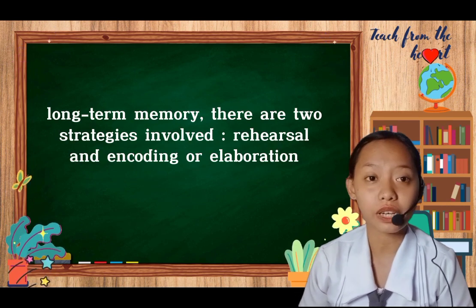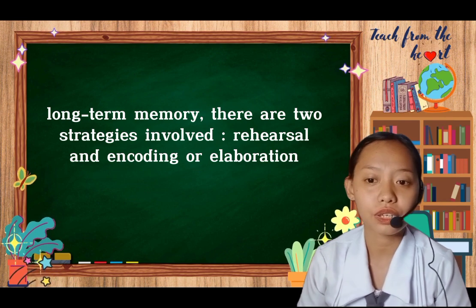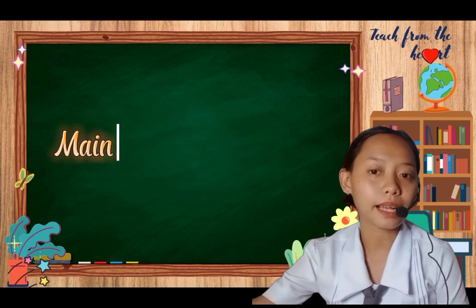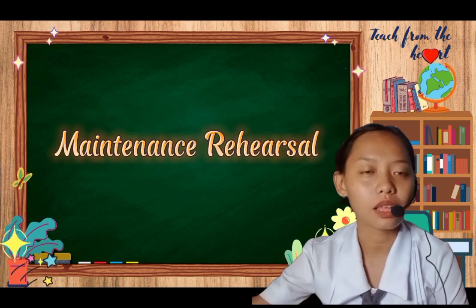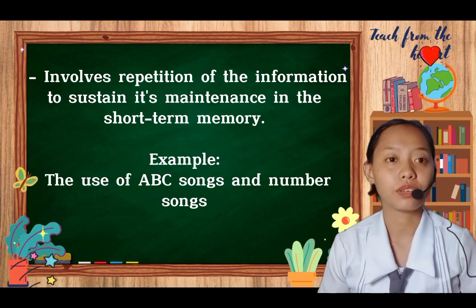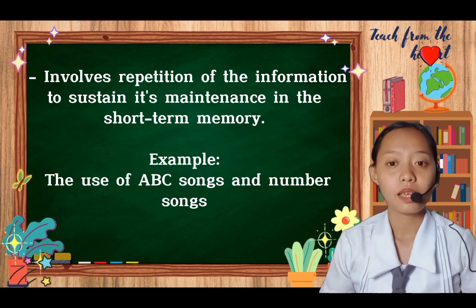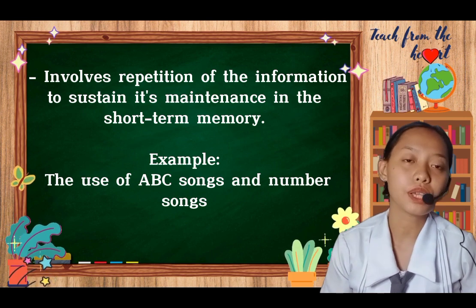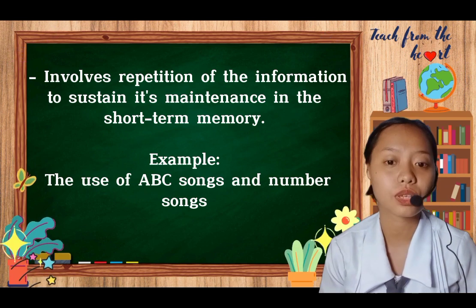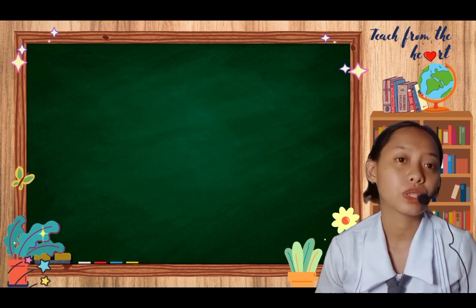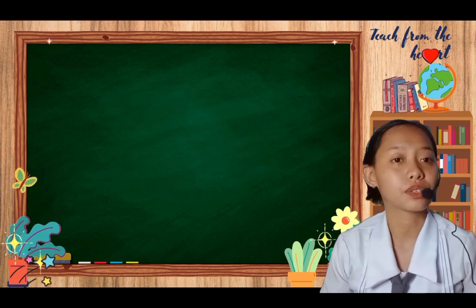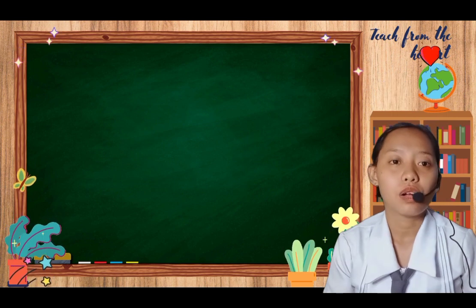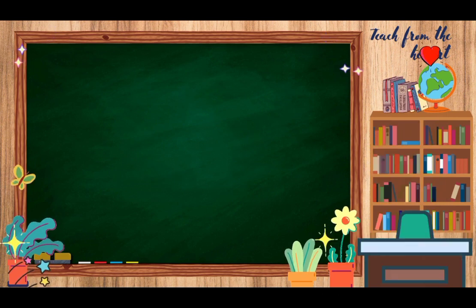There are two strategies involved: rehearsal and encoding or elaboration. First, I will discuss maintenance rehearsal. It involves repetition of the information to sustain its maintenance in the short-term memory. For example, the use of ABC songs and number songs. These songs serve as rehearsal strategies among the children for them to remember it.